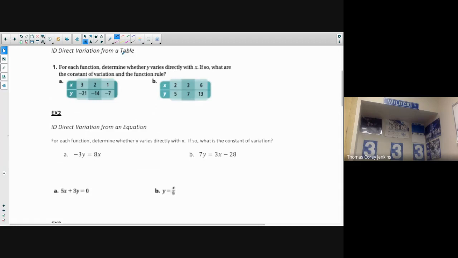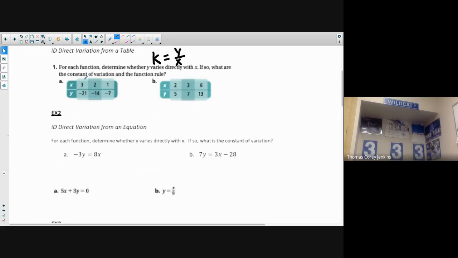So the formula we want to use is: the constant of variation is called k, and that equals y divided by x. If we're doing regular slope, we have to do y2 minus y1 over x2 minus x1. So that's previewing something, but for this, we just take y over x. So you're not finding slope here, but it is very similar to a slope.